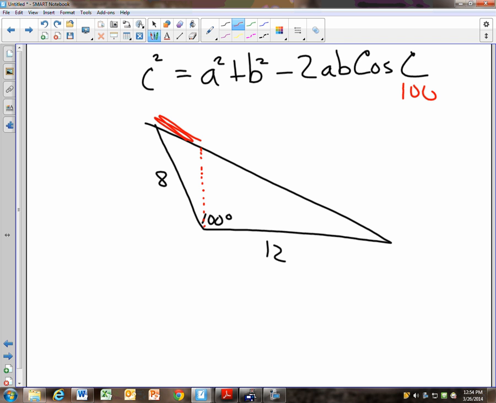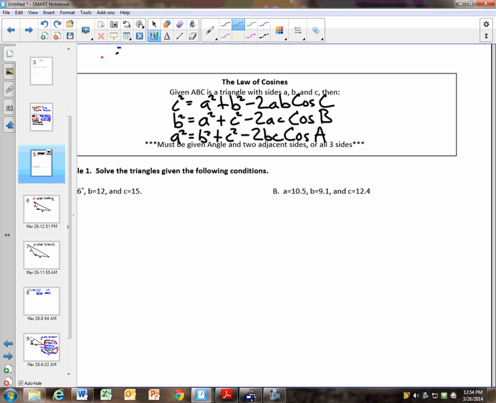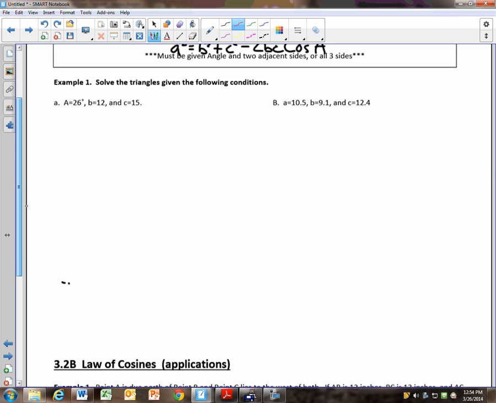I think it's great that cosine's able to handle first quadrant, second quadrant, and understands the difference between obtuse and acute. It's great. So let's do an example. Let's put it to work.